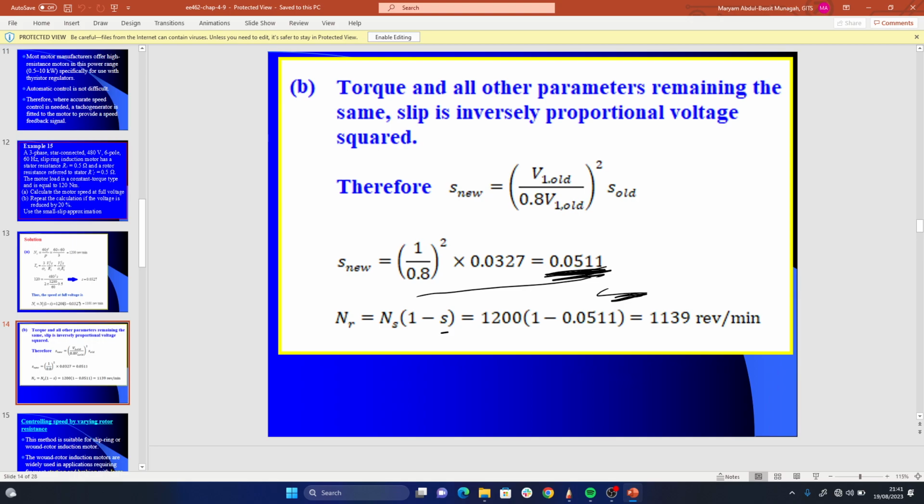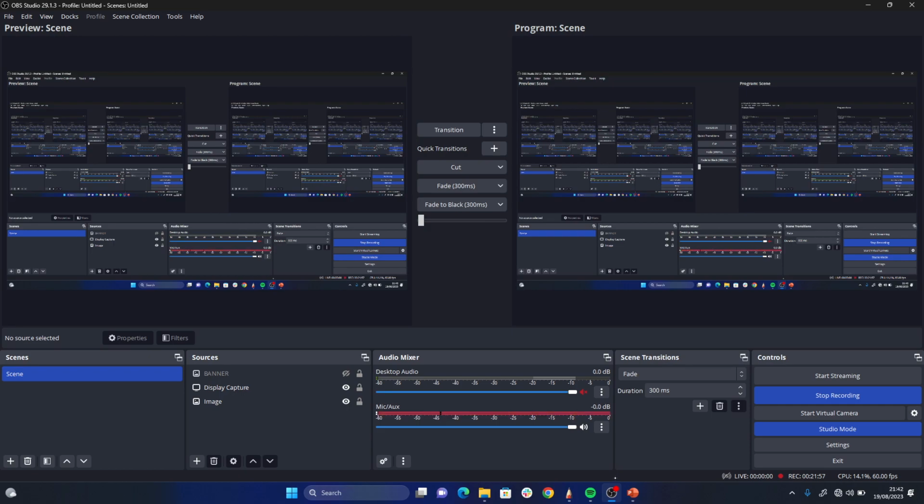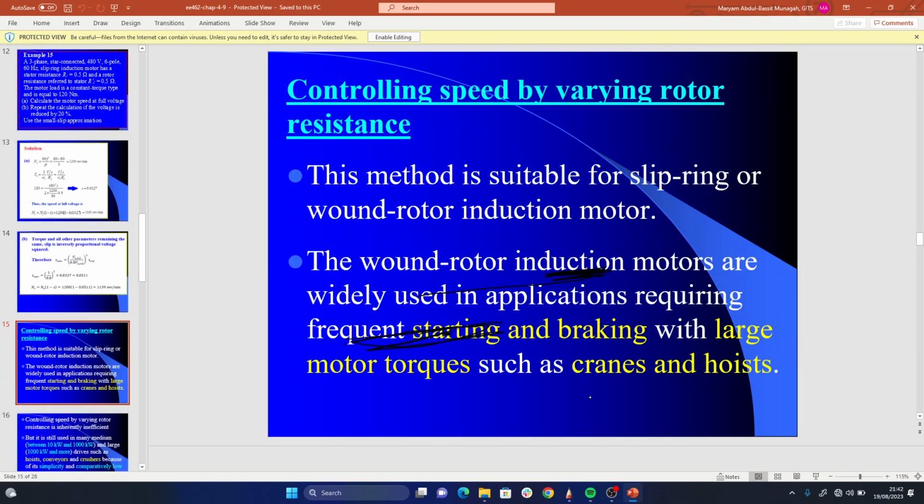And once I have my new slip here, I can compute my new NR, because varying the voltage causes the slip to change, which will cause the speed to change. So that's it. That's how the procedure goes. Okay, so that's how you vary the speed by varying the voltage.